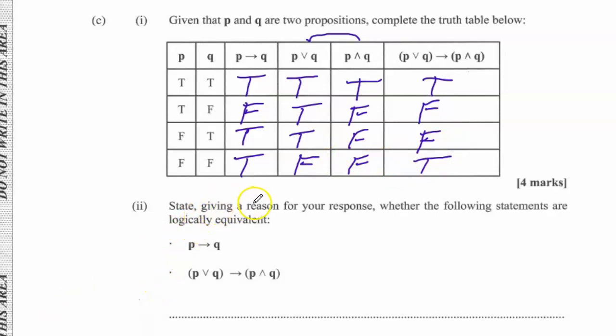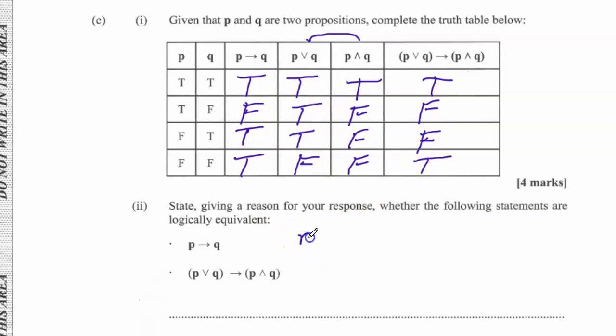State, giving a reason for your response, whether the following statements are logically equivalent. Statements are logically equivalent if the truth values are identical, if the truth values are the same. So notice P implies Q, and these, so notice the truth values here. This is true, false, true, true. This is true, false, false, false.